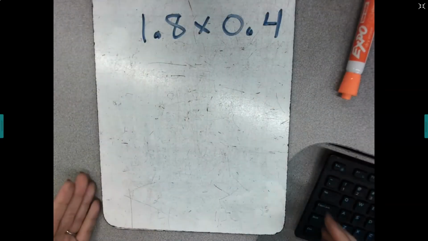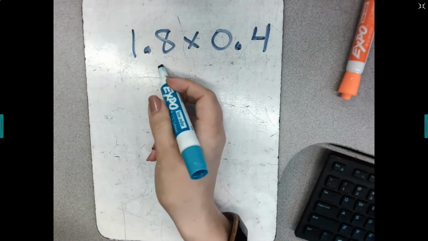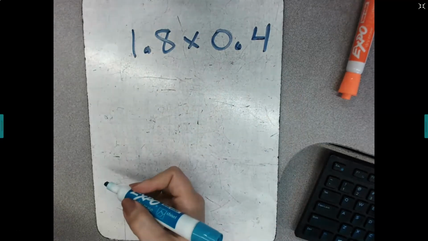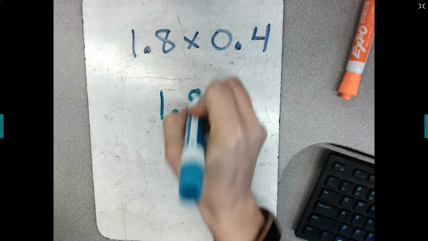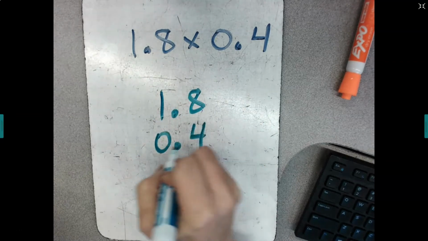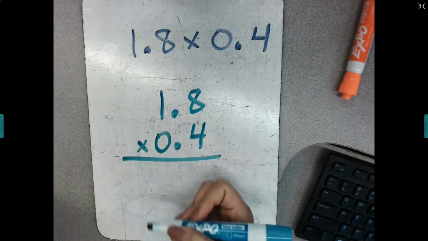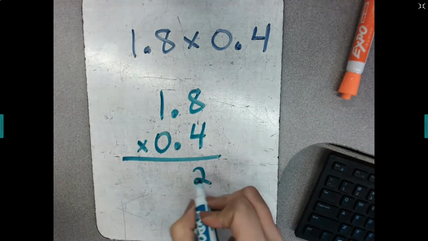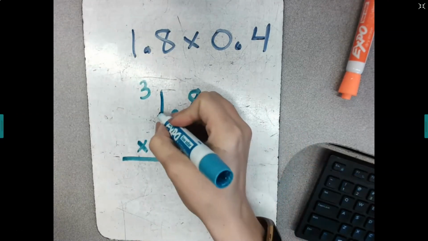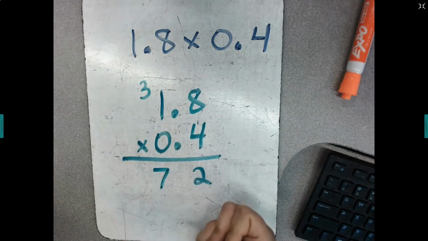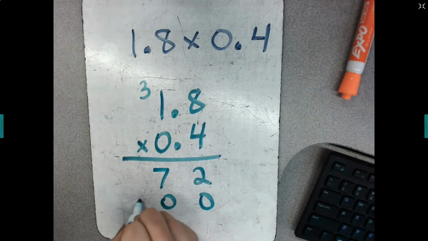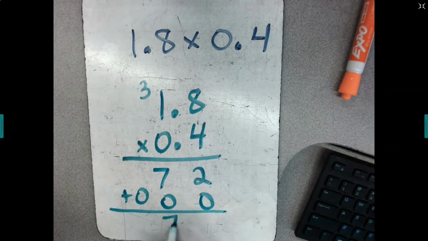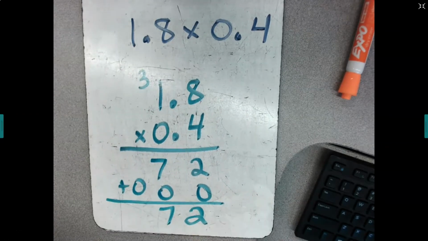Let's do another one. I have 1 8/10 times 4/10, or 1.8 times 0.4. Again, I'm going to do the multiplication as usual. I'm going to start with 4 times 8 is 32. 4 times 1 is 4, plus 3 is 7. Placeholder 0 here, but the rest of these are going to be zeros. So there I have my 72.